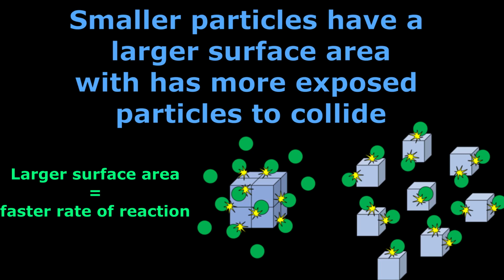If you increase the surface area of a solid, that means more particles are exposed. That means that there are more collisions. There we go again with the collisions. Therefore, there is a faster rate of reaction. So a larger surface area means a faster rate of reaction.